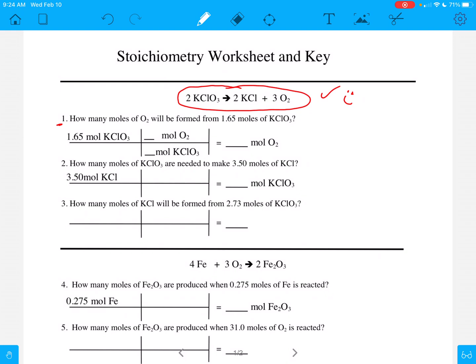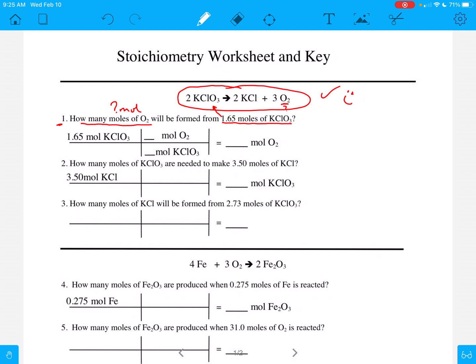It says, how many moles of O2 will be formed from 1.65 moles of KClO3? So this is how many moles, that's going to be question mark moles. And what have I been given? I've been given 1.65 moles of KClO3. So that goes up here, and the question mark goes over here. We've got 1.65 moles of KClO3 already set up.